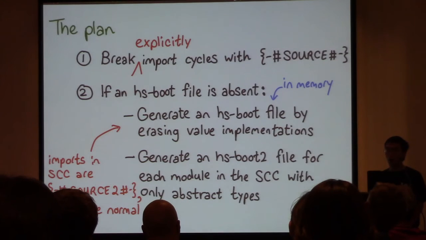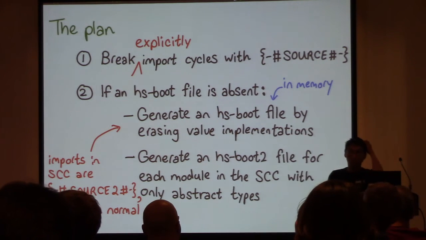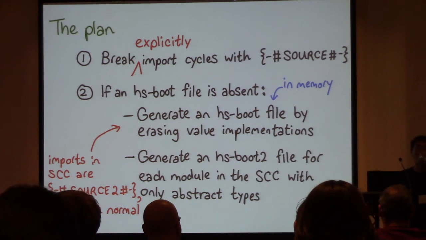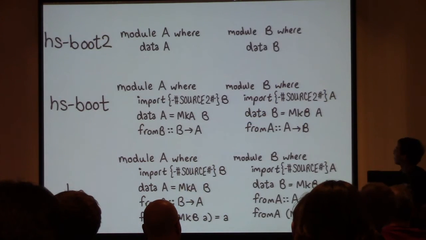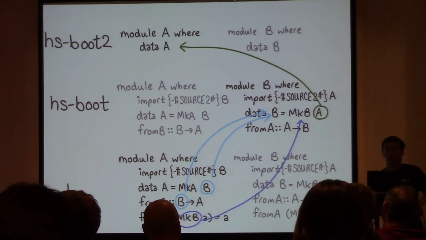Okay. I want to just open up the floor for questions real quick. Yes? So in this example with an HS boot file, if the source file said, I know, data B equals MkB of A, where did that A come from? You were kind of implicitly assuming that you knew which module it came from. So in this case, how do you know it came from module A?